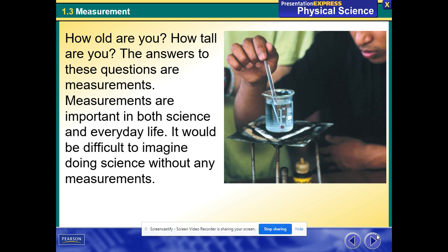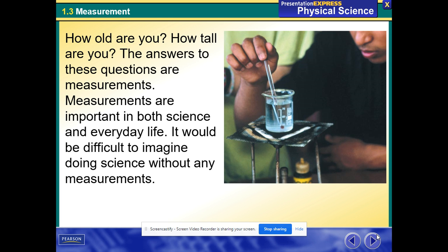It asks questions like, how old are you? How tall are you? When you answer these questions, you're giving measurements. Measurements are important in both science and in everyday life. It would be difficult to do science if you didn't take any measurements. Already this year, we've done measurements several times.